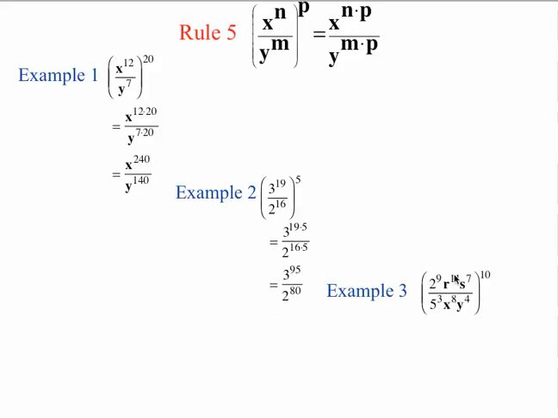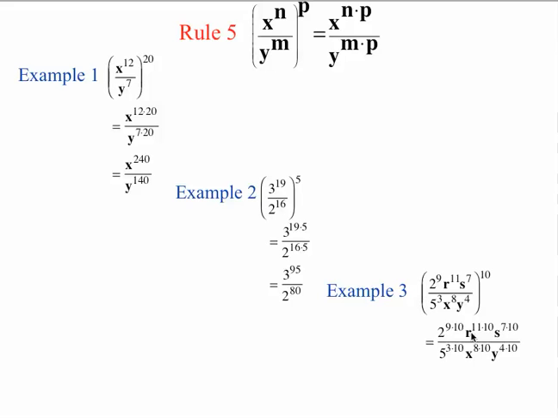Example 3, if you have 2 to the 9 times r to the 11 times s to the 7 divided by 5 to the 3, x to the 8, y to the 4, all to the power of 10. Notice these are all different bases. If they were the same bases, you would simplify first. So the 10 is going to come in and multiply all the exponents. Notice the 10 is not multiplying the 2. It's multiplying the 9, the 11, the 7.